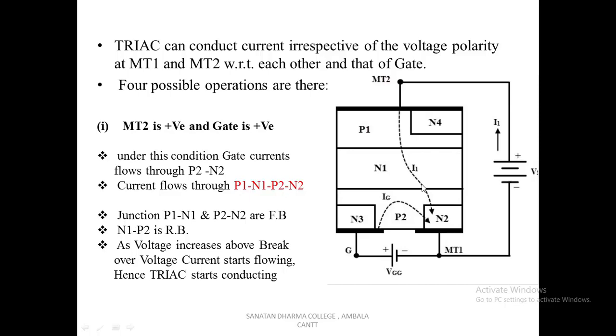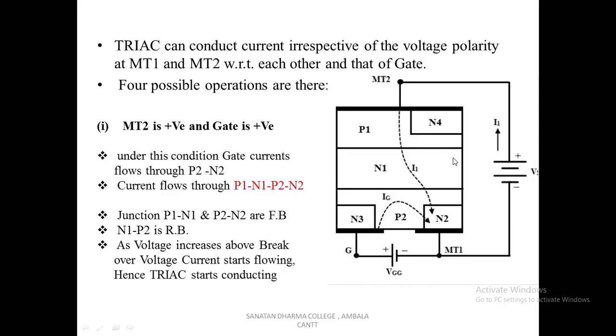So when the voltage is below the breakover voltage, the Triac will not conduct. But as soon as this voltage goes on increasing, or you can also increase the gate voltage, this junction will break down and current starts flowing through the Triac. Through which path will the current flow? It will flow through P1, N1, P2 and N2. So when MT2 is positive and gate is also positive, the flow of current will be in the direction P1, N1, P2, N2.